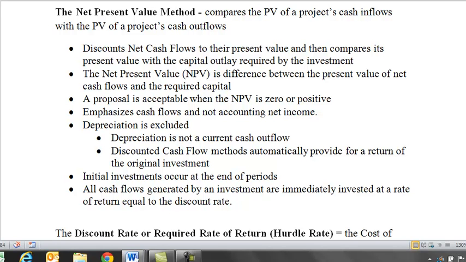The NPV also emphasizes cash flows and not accounting net income. And because it does not emphasize accounting income, depreciation is excluded because it's a non-cash outflow. Also, discounted cash flow methods automatically provide for a return on the original investment. Initial investments occur at the end of the periods, and all cash flows generated by the investment are immediately invested at a rate of return equal to the discount rate.